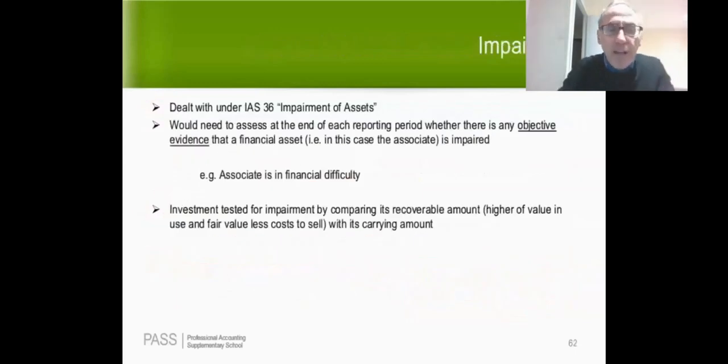Impairment, guys. Impairment of equity accounted investments is dealt with under IAS 36 under impairment of assets. As you probably recall, guys, there are very specific rules when you're dealing with IAS 36. You need to assess at the end of each reporting period whether there's objective evidence that there may be an impairment, right? You'd look for indicators of impairment. So an associate being in financial difficulty would be an example of such evidence.